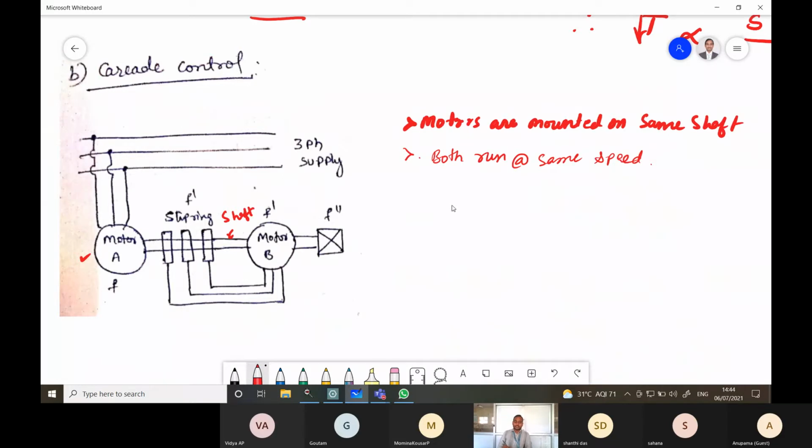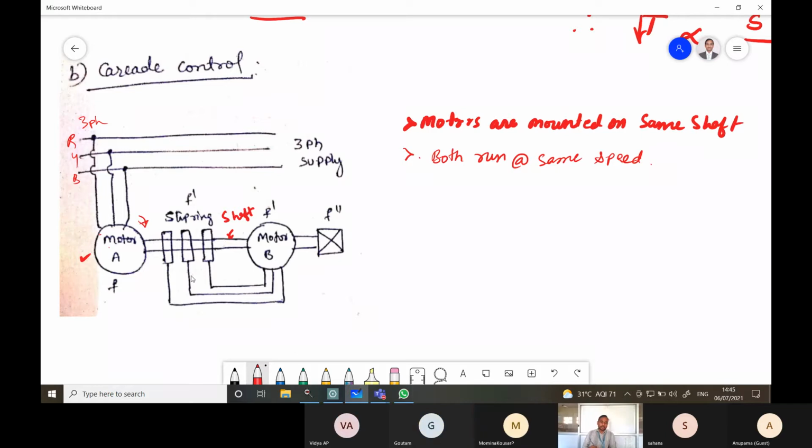The stator winding of the main motor, motor A, is connected to the supply mains R, Y, B. The three-phase supply is there. As usual, if you switch on the supply, motor A starts rotating. The shaft is coupled to motor B, so it will also rotate.